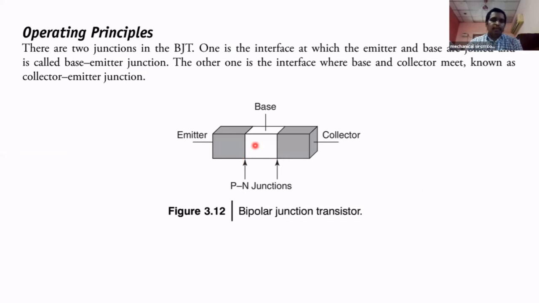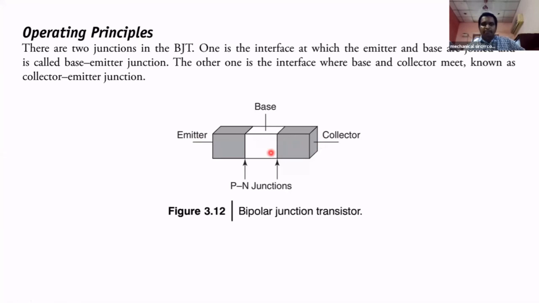A transistor is a three terminal device. In a PN junction diode we have only two terminals, but here we have three terminals: emitter, base, and collector. Both emitter and collector are made with the same semiconductor material.